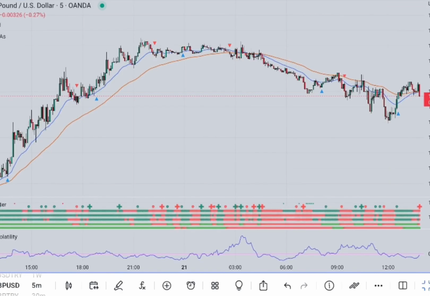Let's adjust the indicator settings now. Please apply them carefully. In all the retrospective tests I have conducted, the settings I have shown you have achieved the highest profit ratio.